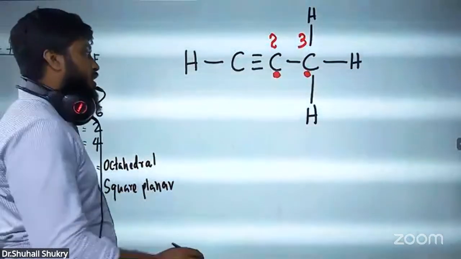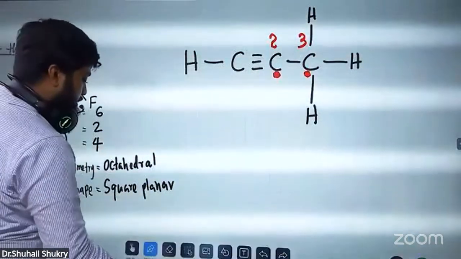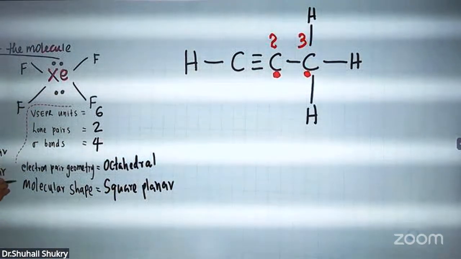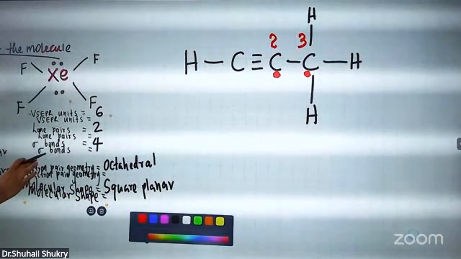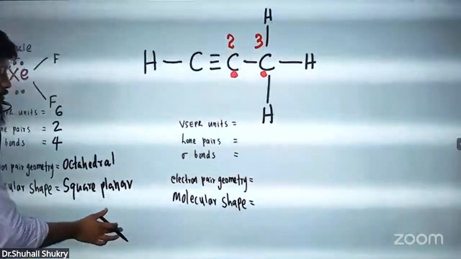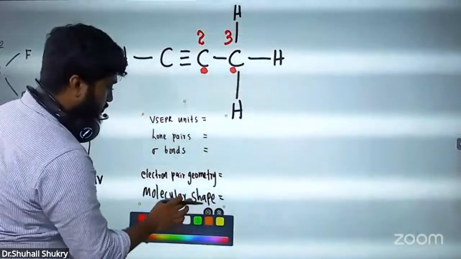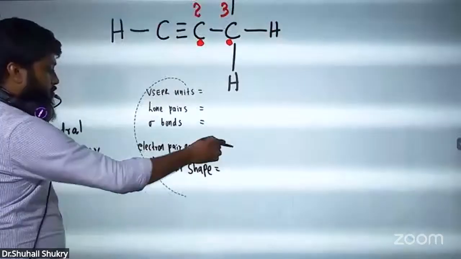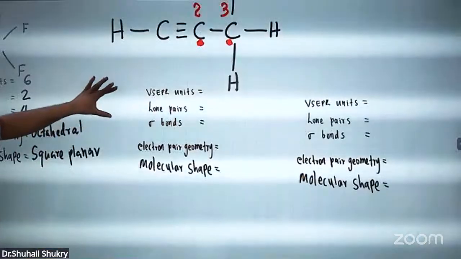Why here? How to check that? If I want to check the second carbon's shape, I have to write these things. This full set I should write. Again, in the exam, I have to write this full set. I have to write all these things. This for carbon 2, and the same thing I can take one more time. This for carbon 3. This for carbon 2, this for carbon 3.